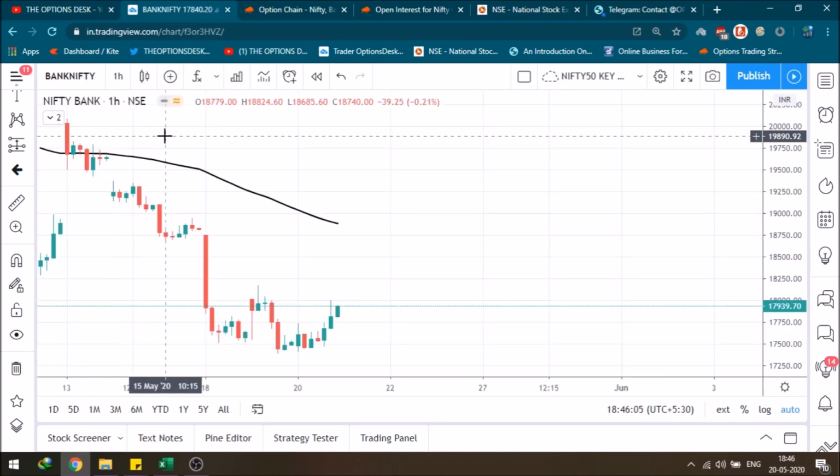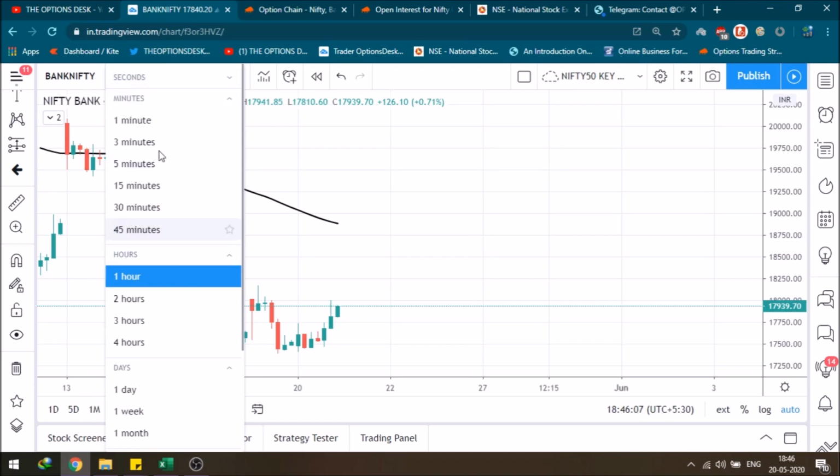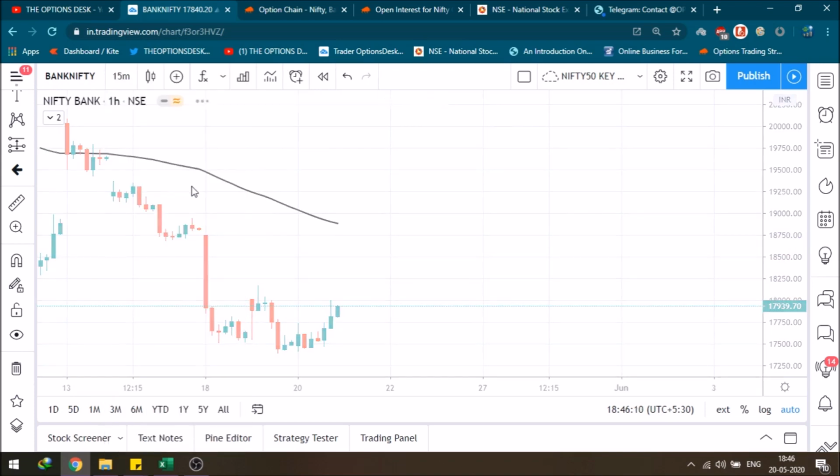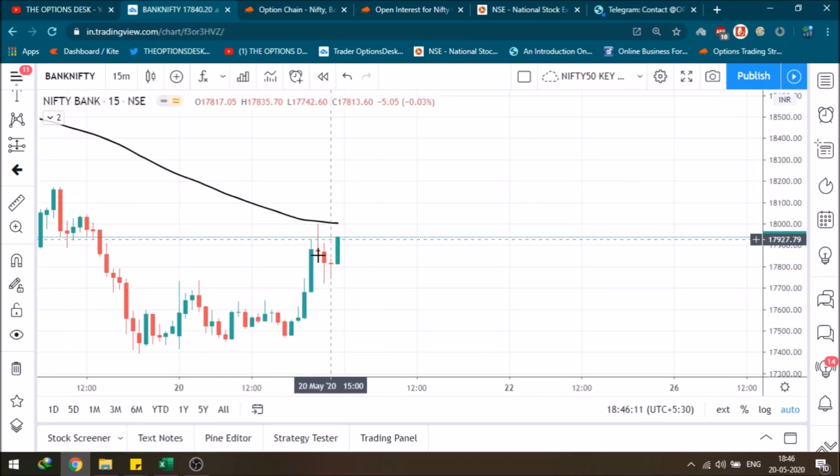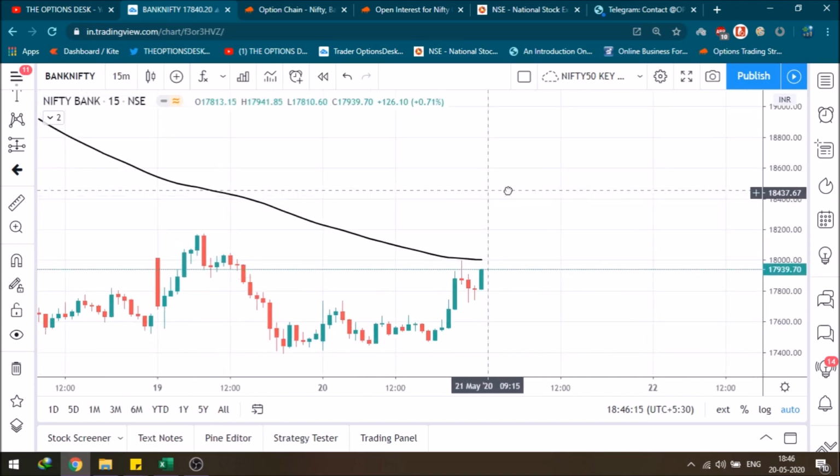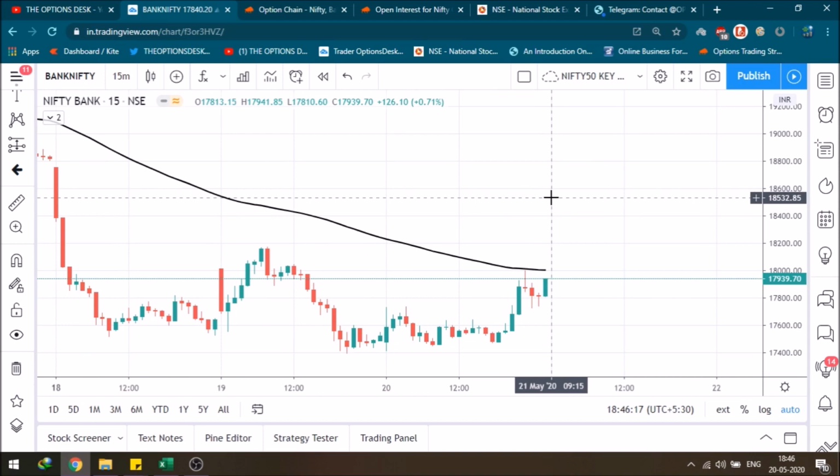Just a moment. So as you can see, this is a 1 hourly chart. So now let's shift it to the 15 minutes chart. As you can see, when the Nifty 50 broke the 100 EMA and went around 80 points above, the Bank Nifty tested the 100 EMA, but it couldn't break above. So this will act as a very good resistance for the Bank Nifty for tomorrow.